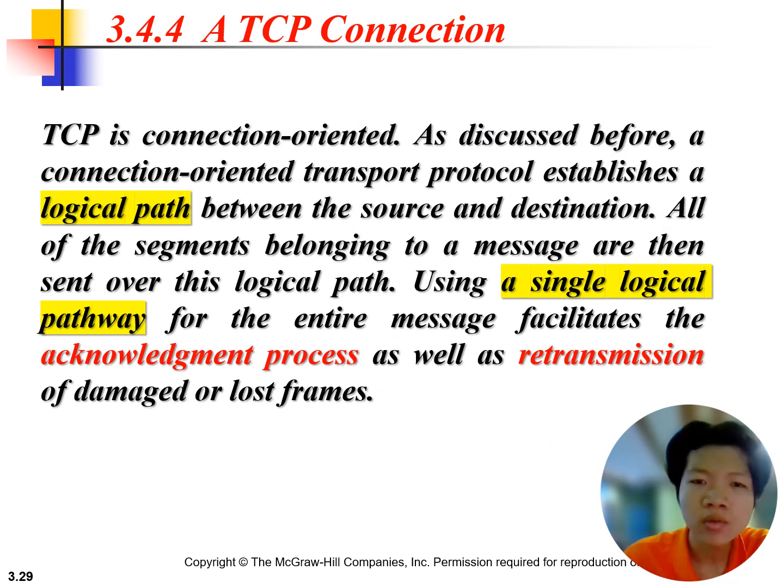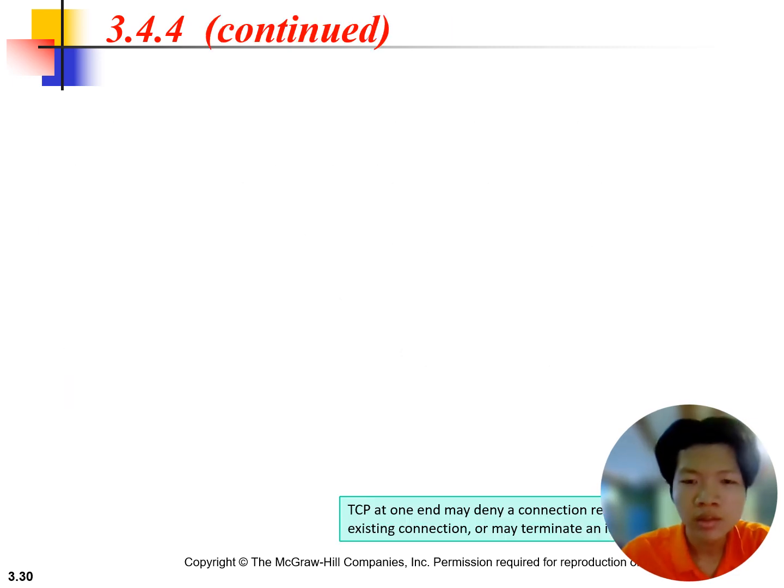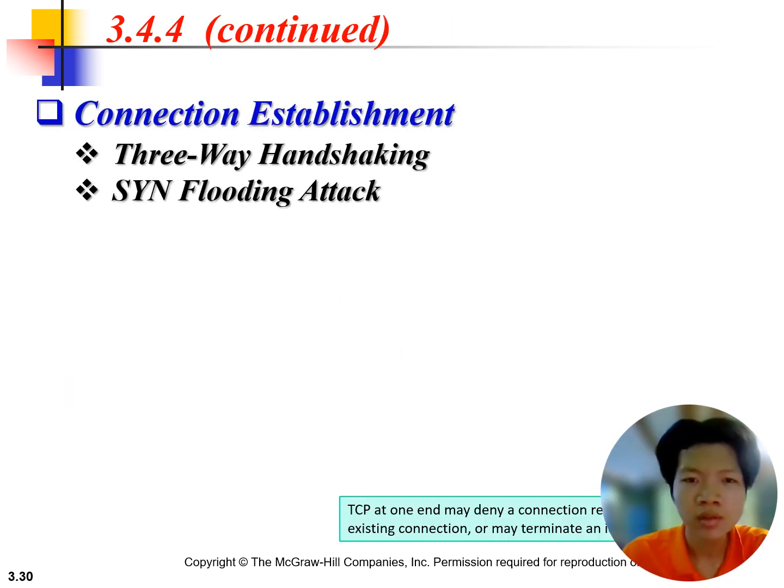TCP is connection oriented, as discussed before. A connection-oriented transport protocol establishes a logical path between the source and destination. All of the segments belonging to a message are then sent over this single logical pathway. Using one logical pathway for the entire message facilitates the acknowledgement process as well as retransmission of damaged or lost frames.